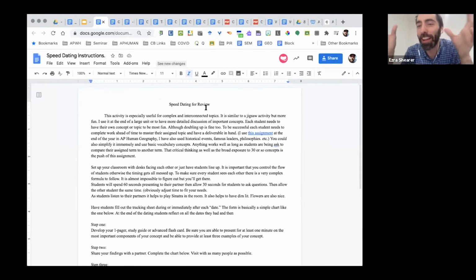But then they identify who they're most compatible with, and they provide a rationale, and then it's fun. And yes, I do play Frank Sinatra, and yes, we make the lights low, and yes, if they run out of things to say, they have to stare at each other awkwardly until time runs out. And it's all in good fun and jest.